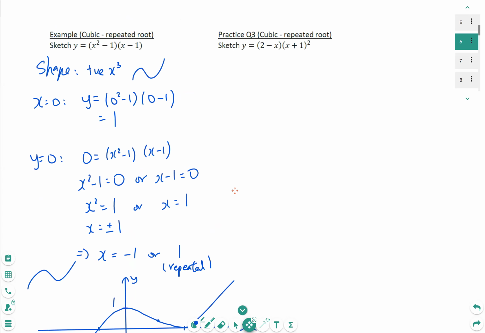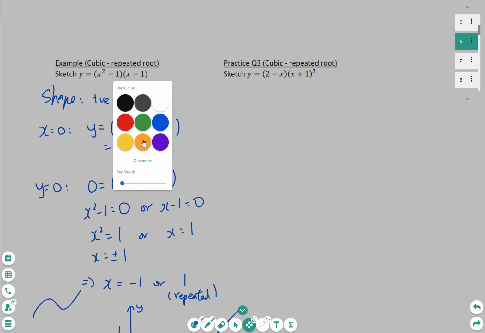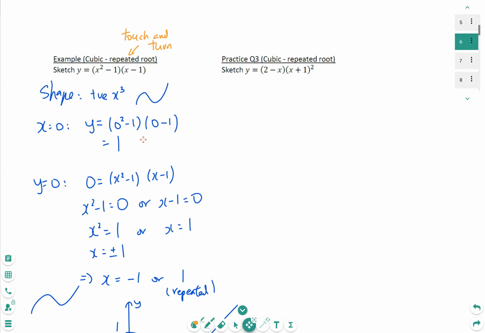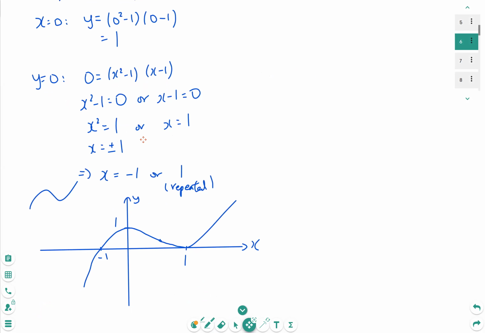When you have a repeated root, the key skill in here is that a repeated root means touch and turn. Remember this, touch and turn when you have a repeated root. So wherever it's repeated, wherever we touch and turn. All right.